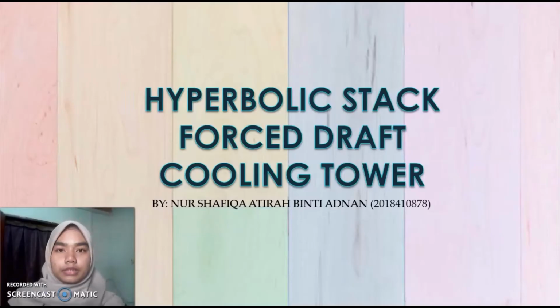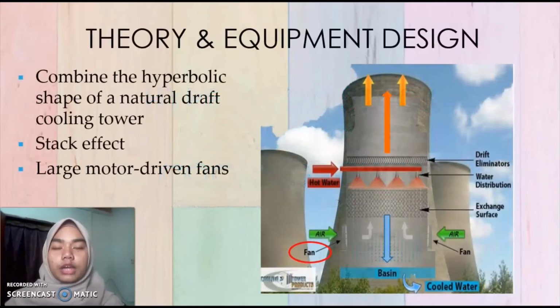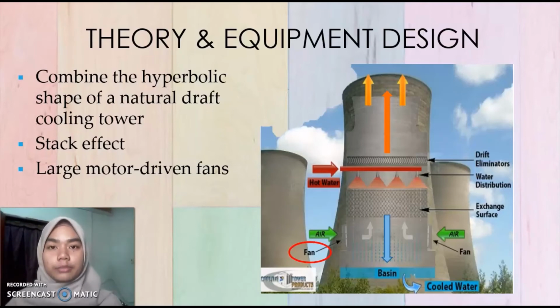Thank you. Assalamualaikum, my name is Mishafika binti Adnan and I'm going to talk about the hyperbolic forced draft cooling tower. A hyperbolic forced draft cooling tower is a combination of the hyperbolic shape of a natural draft cooling tower with large motor-driven fans and the stack effect, which is the process of separation between hot and cold air based on their densities. Because of the forced draft system, the cooling tower has a motorized fan in the air inlet to force the air into the cooling tower, creating high entry and low exiting air velocities.